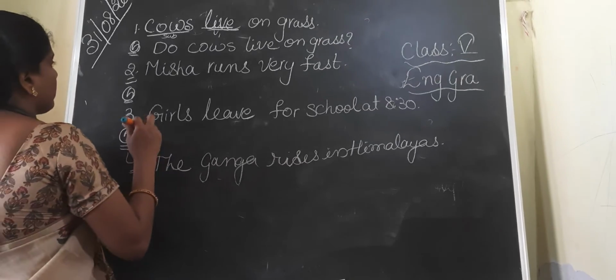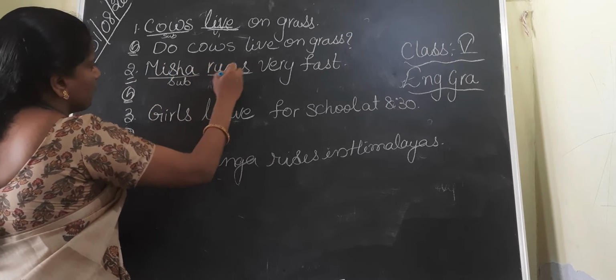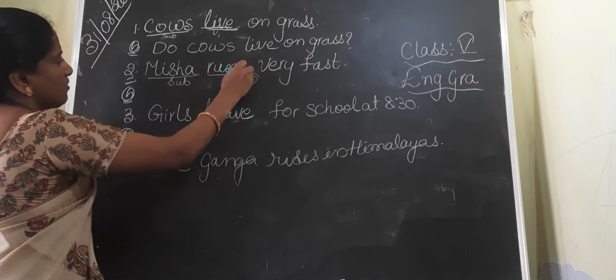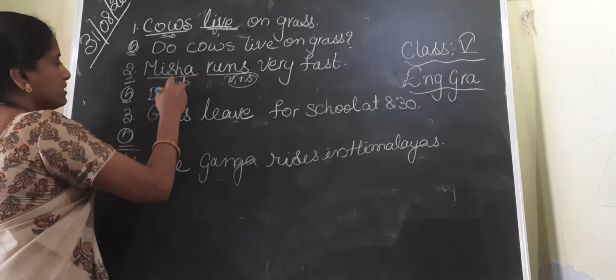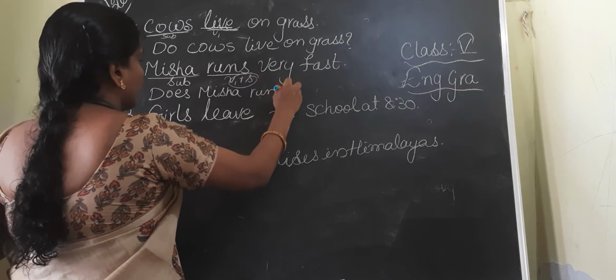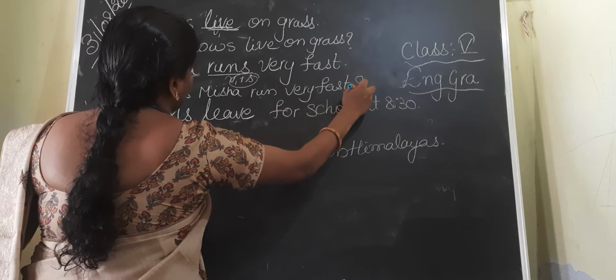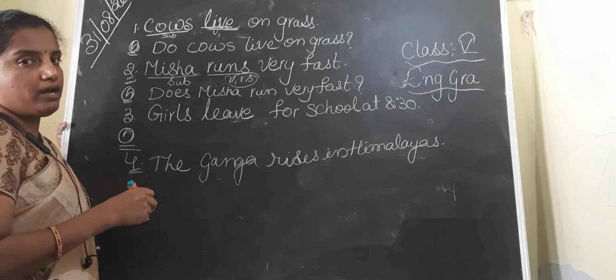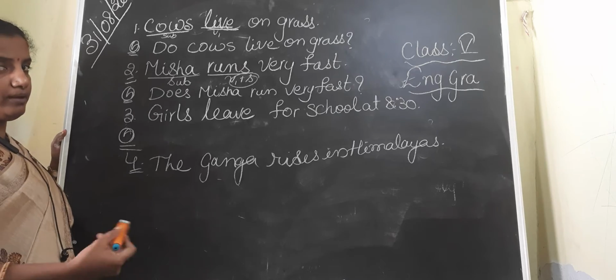Okay, coming to our next statement. Misha runs very fast. Here, what is the given subject to you, children? Misha is the subject. Runs is V1 with s. Whenever there is V1 with s, you have to start the question with does. Does Misha run very fast? And write question mark at the end.